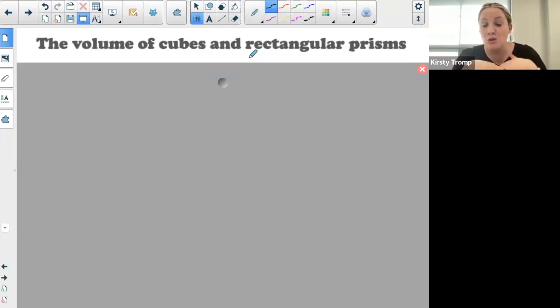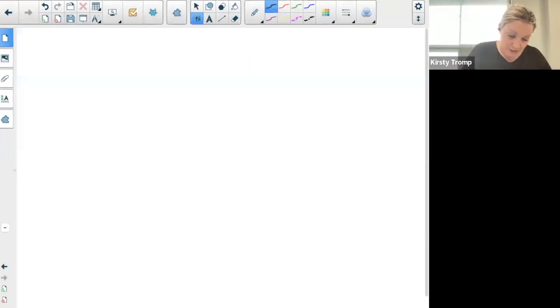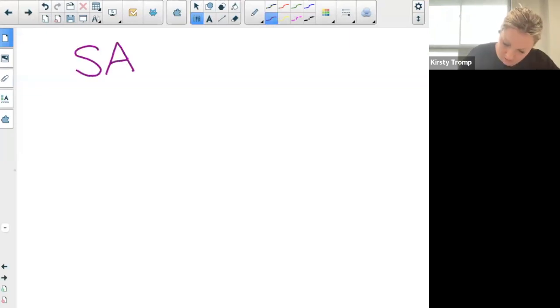The one way that I always remember the difference between surface area and volume is I think about biology or the human body. I think about the fact that you've got surface area, and surface area begins with the letter S.